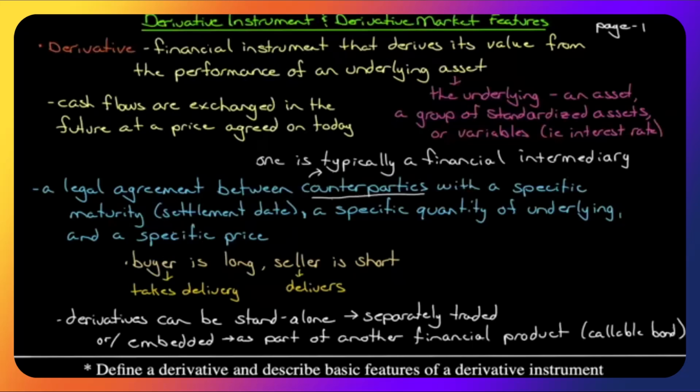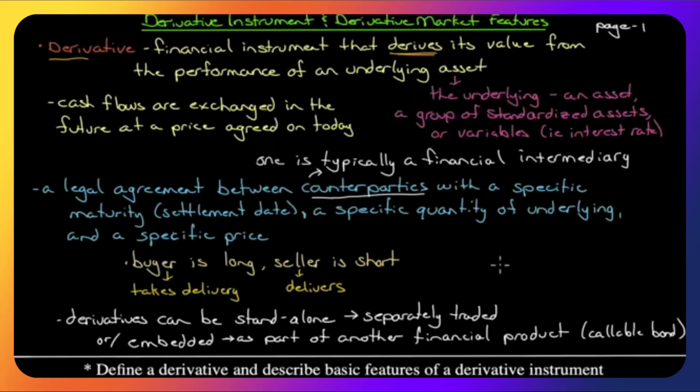Our learning objective, bottom of the screen: define a derivative and describe basic features of a derivative instrument. And a derivative is a financial instrument that derives, that's the key word here, it derives its value from the performance of an underlying asset. That's why it's called a derivative, because it derives its value.